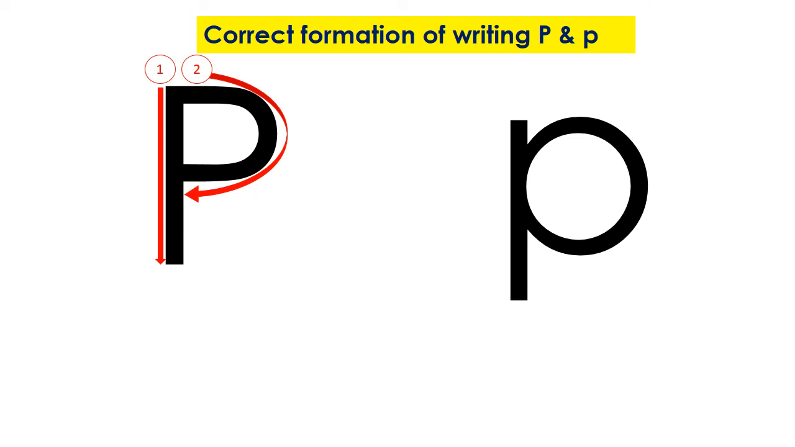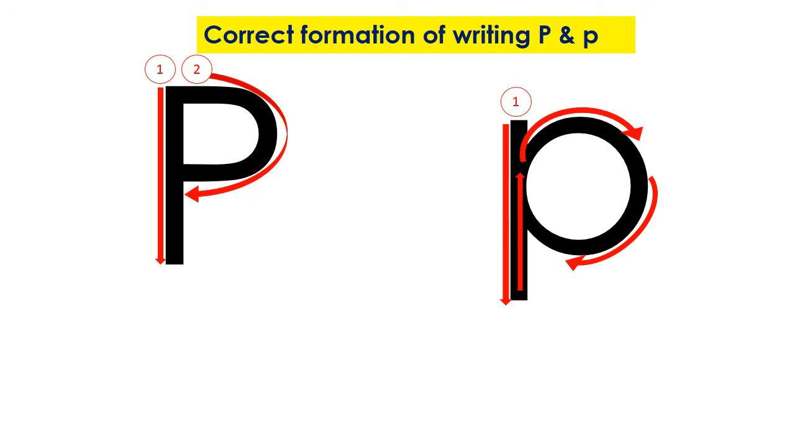Start from the middle and move down below to the bottom. Then go to the middle and make a half circle to meet the line at the bottom. Got it, children? Start from the middle and move down below to the bottom. Then go to the middle and make a half circle to meet the line at the bottom. By looking at these red arrows, you all can get an idea.